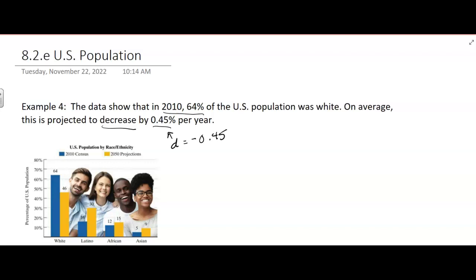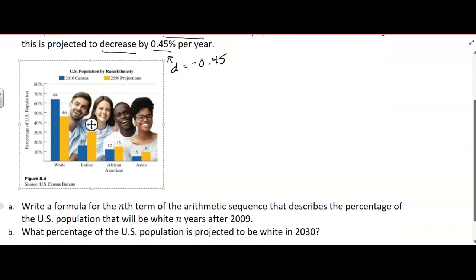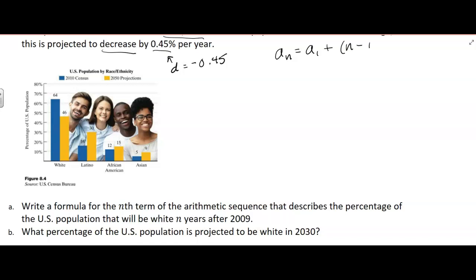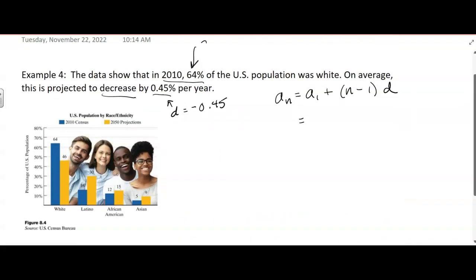Now, the problem says write a formula for the nth term of the arithmetic sequence that describes the percentage of the US population that will be white n years after 2009. So you're using that formula a sub n equals a sub 1 plus n minus 1 times d. We know the first term. We know it starts at 64%, right? That would be your a sub 1. So 64 plus, we don't know n, but we do know d is negative 0.45. So that is the formula.